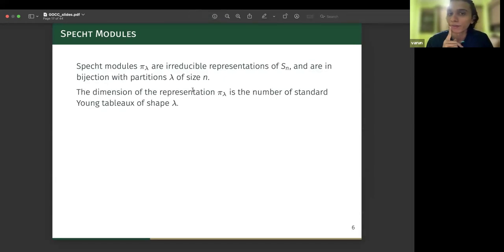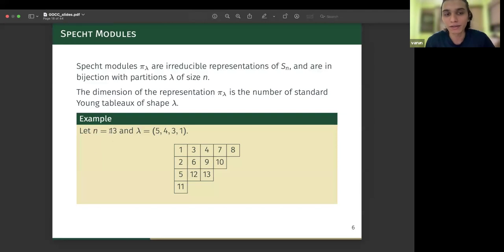The dimension of pi lambda is the number of standard Young tableaux of shape lambda. So what that means is, if my n is 13 and 5, 4, 3, 1 is a partition of size 13, because you can add up these numbers and you'll get 13. You can represent this partition as a diagram. So you draw an array of squares. Your first row will have 5 squares, your second will have 4, your third will have 3, and the final one will have a single square. So the diagram records this partition.